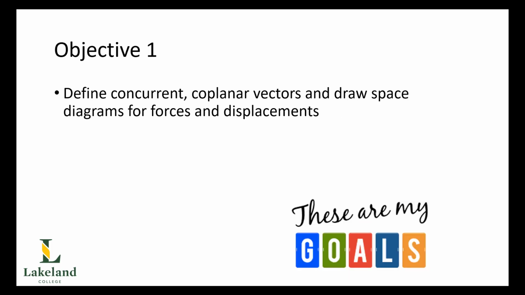Okay then, so let's get into objective 1 here, which is a nice little introduction and 4th class review of what we should already remember about vectors. For objective 1 then, we're simply going to define what concurrent and coplanar vectors are, and then take a look at space diagrams for forces and displacements.